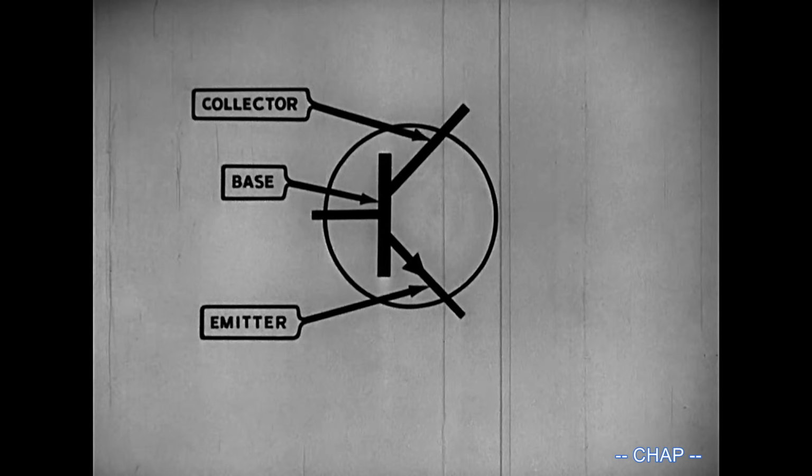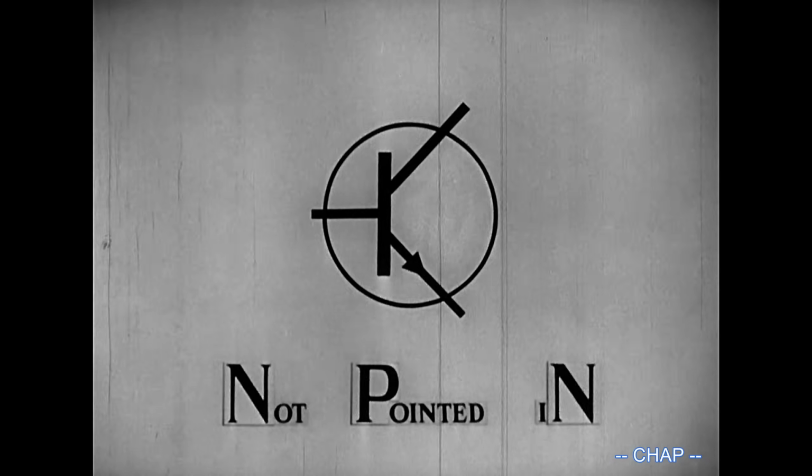The emitter is identified by the small arrow. Note that the arrow on the emitter is pointed away from the base. This symbol represents an NPN transistor. The NPN symbol can be identified by remembering that the arrow is not pointed in.